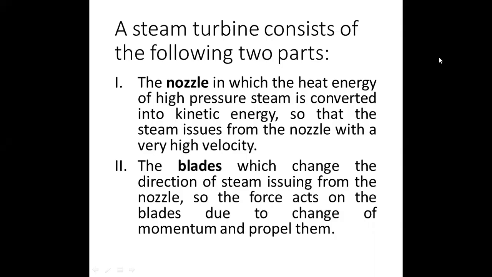A steam turbine consists of the following parts. Nozzle: the nozzle is where the heat energy of high pressure steam is converted into kinetic energy, so that the steam issues from the nozzle with a very high velocity. Blades: the blades change the direction of steam issuing from the nozzle, so that a force acts on the blades due to change of momentum and propels them.